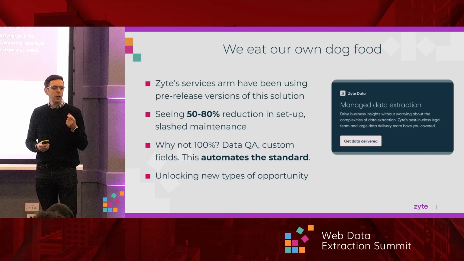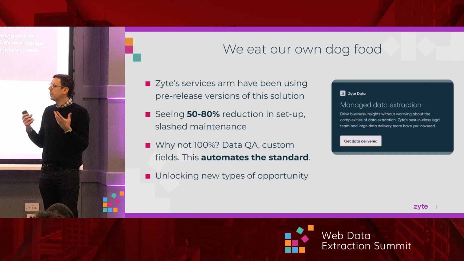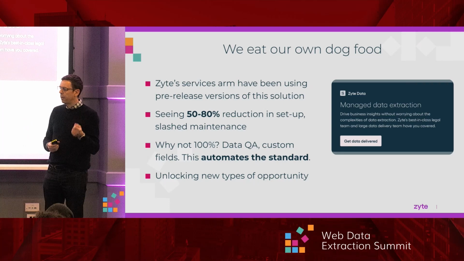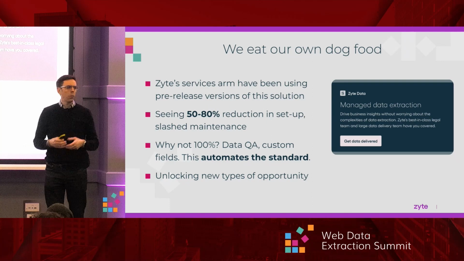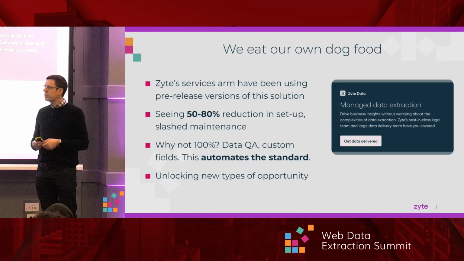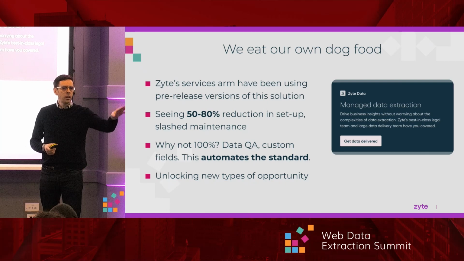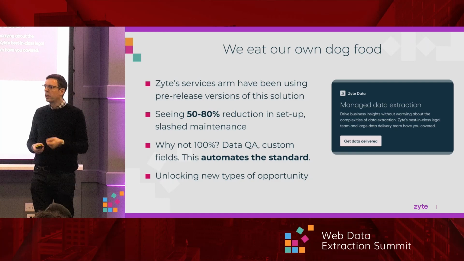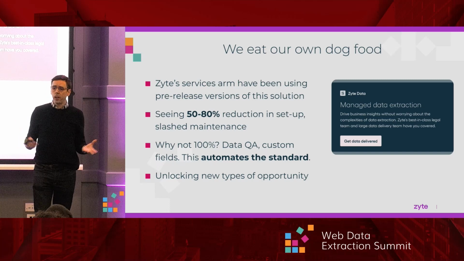And we've been using pre-release versions of the technologies that we've shown you today for some time, and we've seen significant savings in our work, around a 50 to 80% reduction in setup and maintenance. Why not 100%? Well, we're always going to be doing data QA. So with any given site, we're going to be asking ourselves, can we use this site with raw HTML, or do we need browser rendering and to extract data from that version? Are we happy with the results out of the box, or do we want to run our quick fixes approach? Does the customer want custom fields?